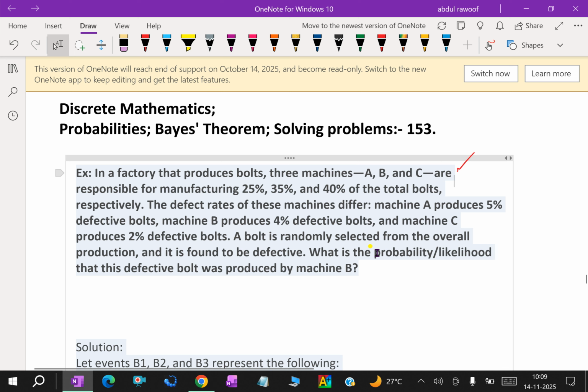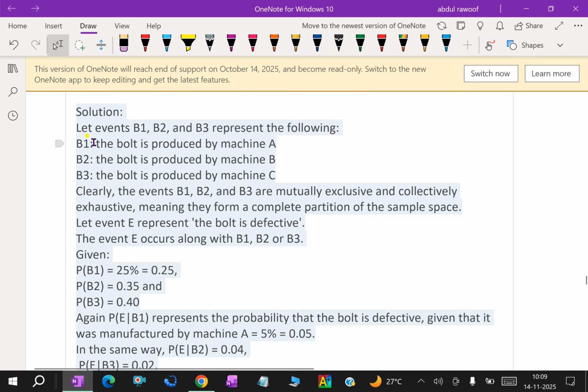A bolt is randomly selected from the overall production and it is found to be defective. What is the probability, the likelihood, that this defective bolt was produced by machine B? Suppose three machines are producing different numbers of bolts, as well as having different percentages of defective bolts. Suppose you are selecting randomly one bolt that is defective, produced by machine B. What is the probability? Look at this.